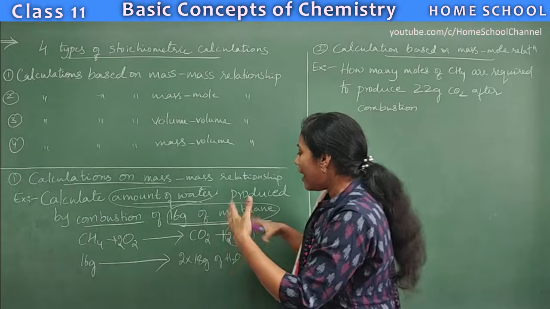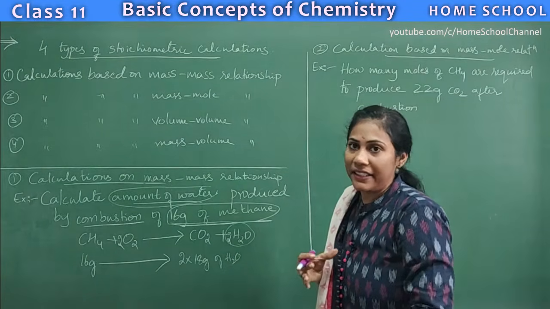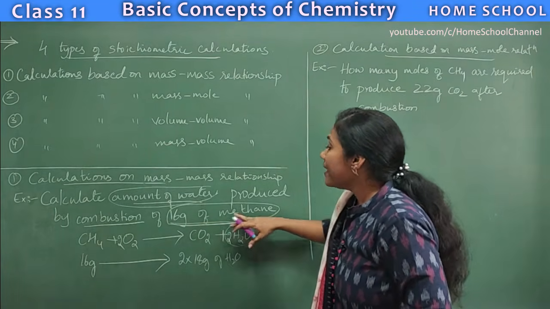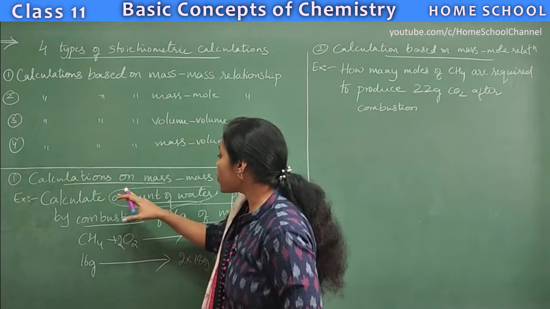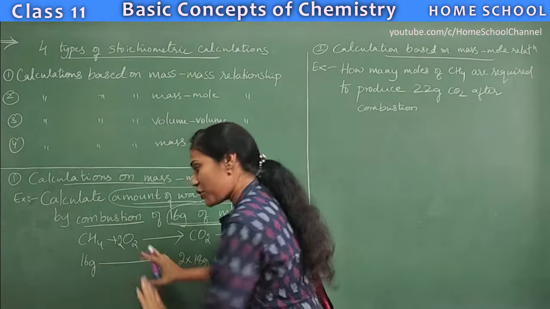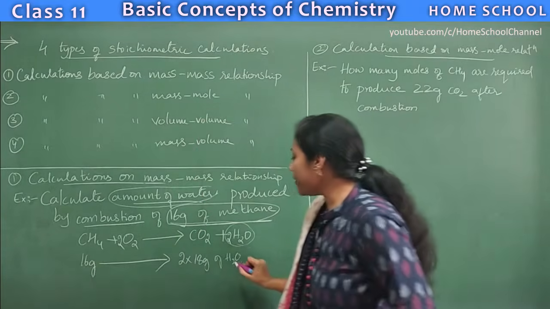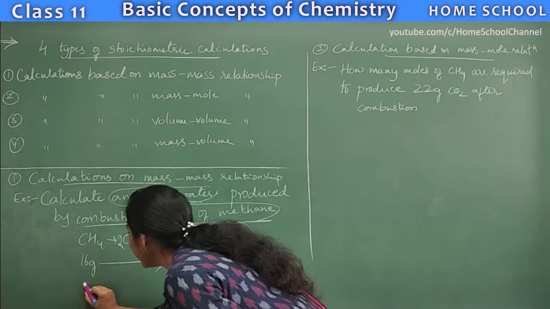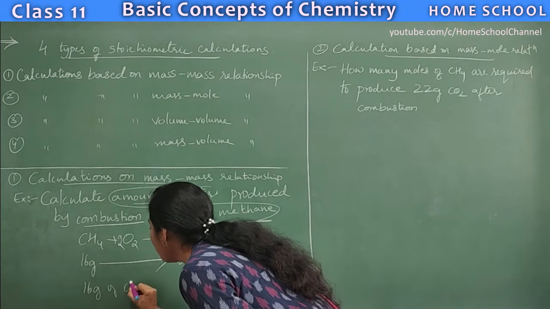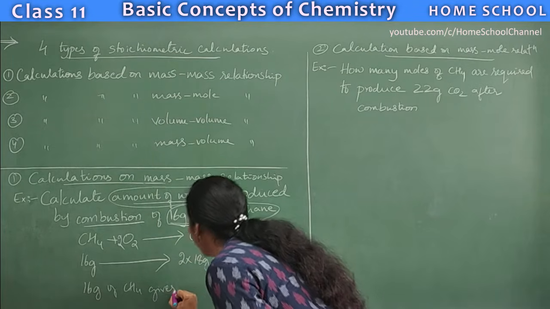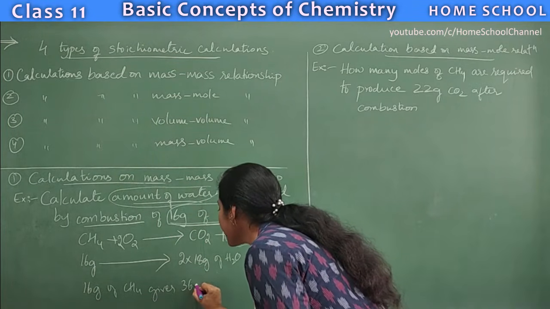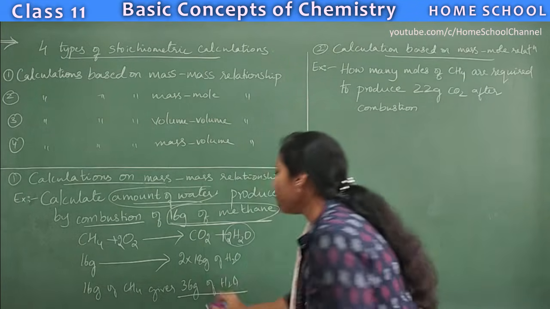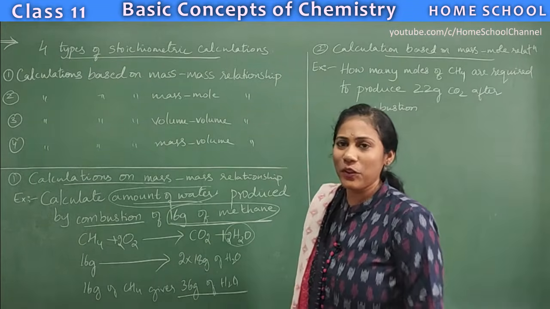Now check the question: how many grams of water are given by how many grams of methane? That you have to calculate. Say in the question, they are asking, when 16 grams of methane undergoes combustion, how many grams of water? From the chemical equation only we can tell. 16 grams is giving 2 into 18 grams of water. That means your answer is 36 grams of water. This itself is the answer. Nothing is there to calculate.